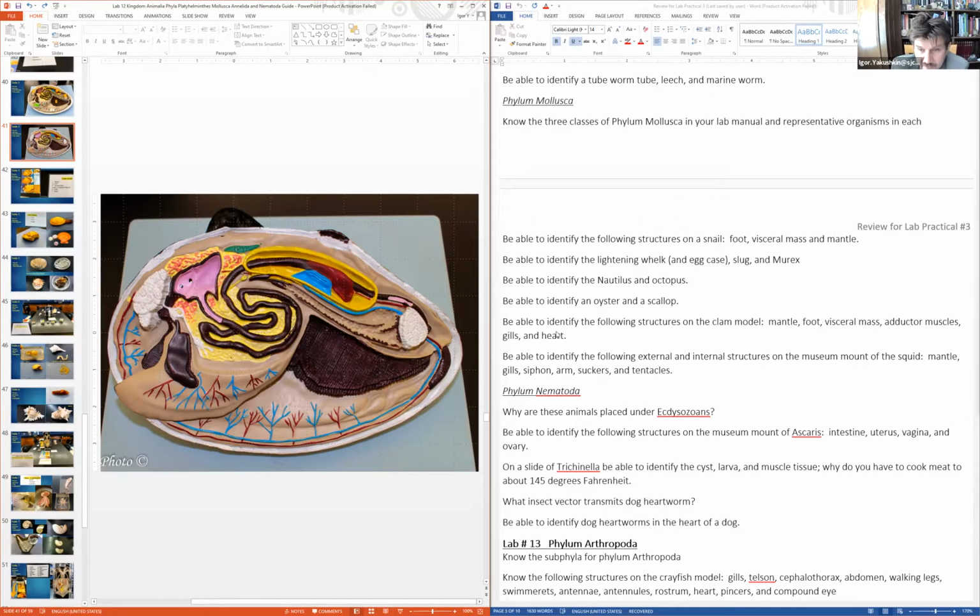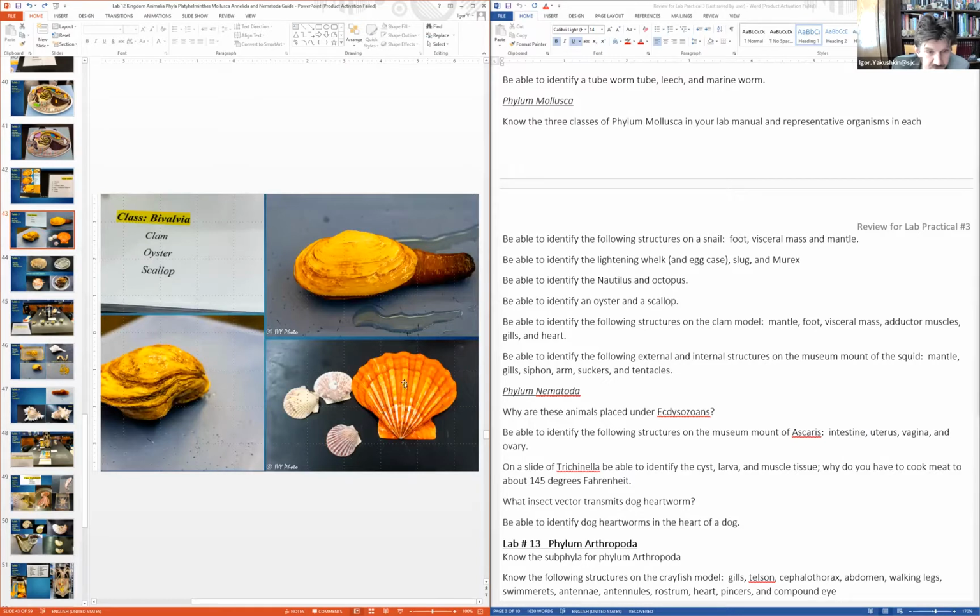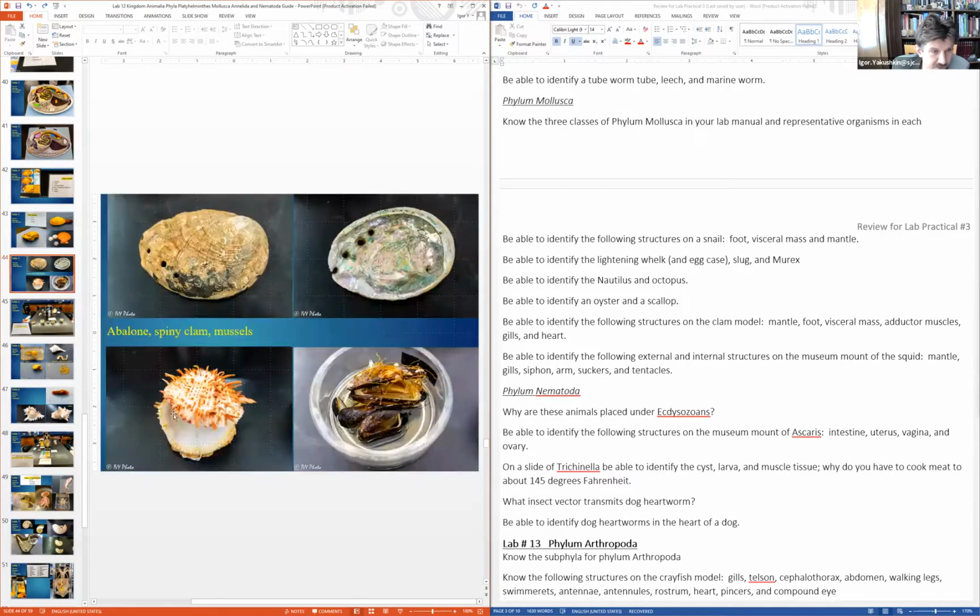Identify an oyster and a scallop. Here we go: oyster, scallop, spiny oyster, abalones, mussels, all of them pretty tasty if you're into seafood. Some people don't like it, but I do.